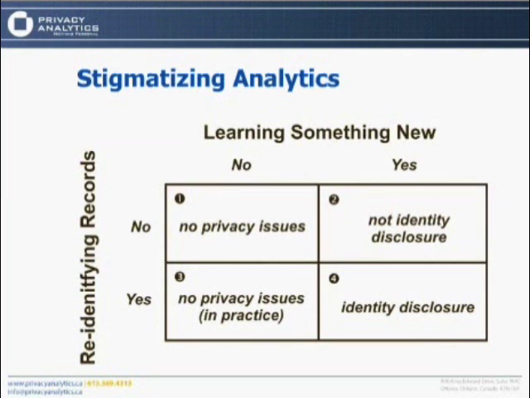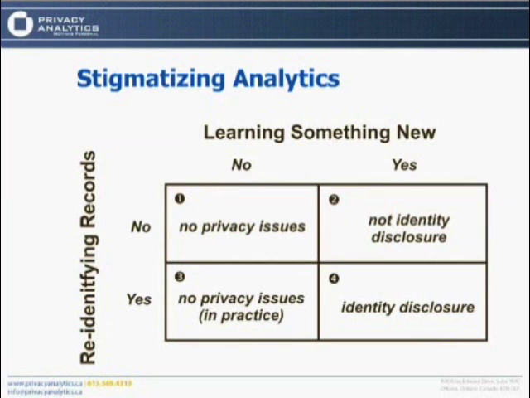In quadrant number 2, we may learn something new, but we do not re-identify individuals. So that's the example I gave you with HPV. So this is not an identity disclosure issue, and therefore it's not covered under the regulations.